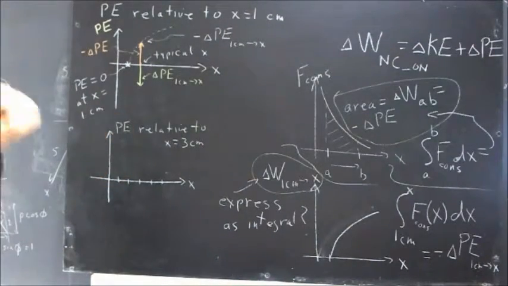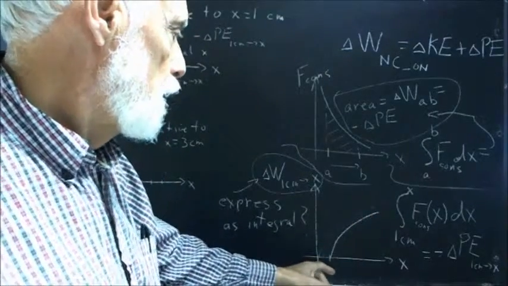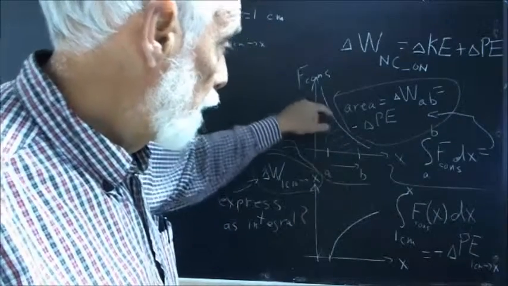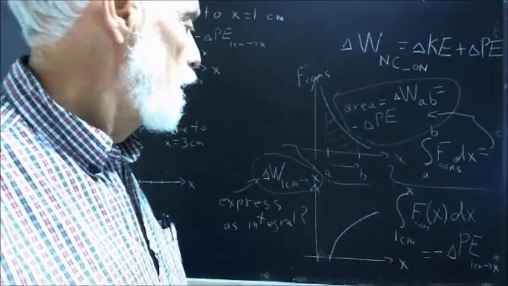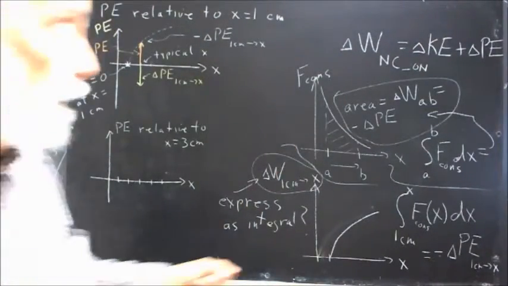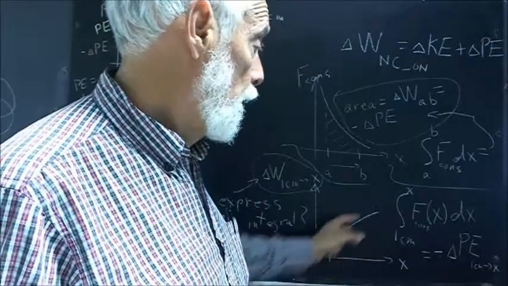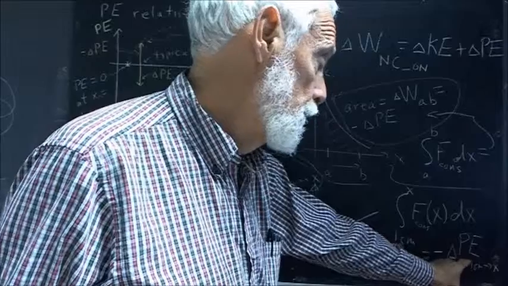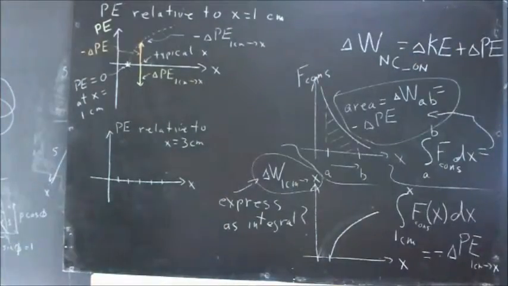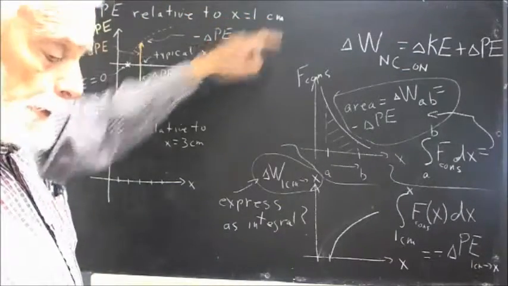So we see that this function, whose derivative is this function, and this function then being an antiderivative of this function, for reasons that should be clear if you understand everything we've done so far. We find that this is the graph of the negative of the change in potential energy from 1 centimeter to x. Now we want to do a graph of potential energy relative to x equals 1 centimeter.